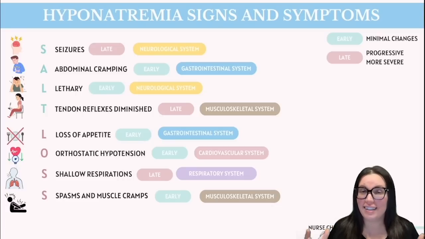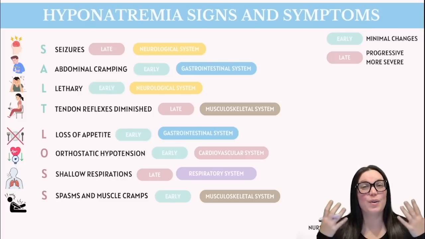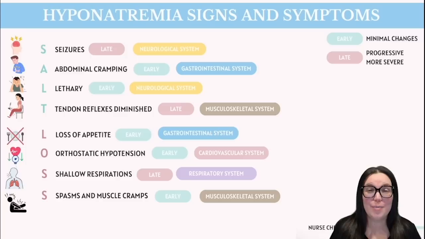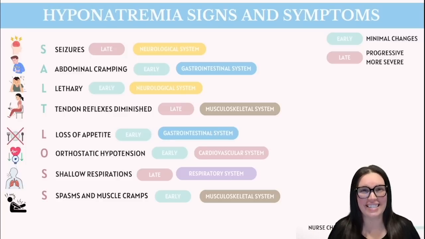L stands for loss of appetite. Electrolyte imbalances like hyponatremia can cause gastrointestinal upset. This will lead to nausea as well as a reduced desire to eat. O stands for orthostatic hypotension. A low sodium concentration can lead to decreased blood volume, resulting in a drop of blood pressure while standing up, causing dizziness.